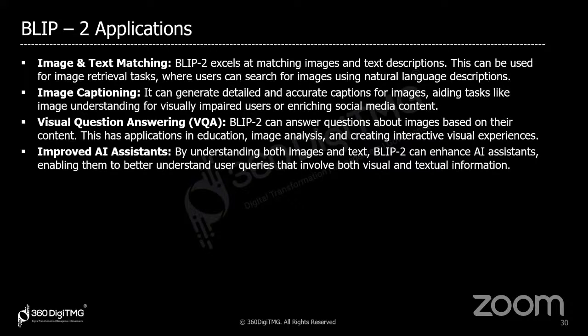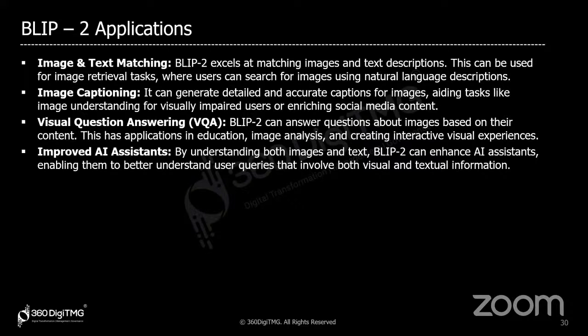Then there is image captioning. It can generate detailed and accurate descriptions for images, aiding tasks like image understanding for visually impaired users. If you want to use it for visually impaired users, it is useful because it generates clear and detailed captions of the images. It also enriches social media content.